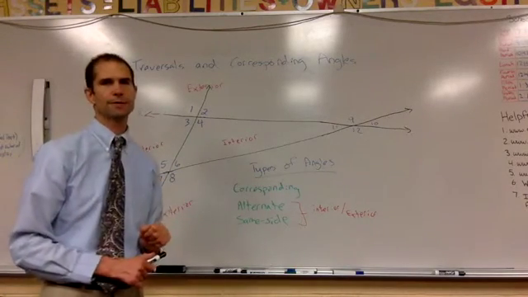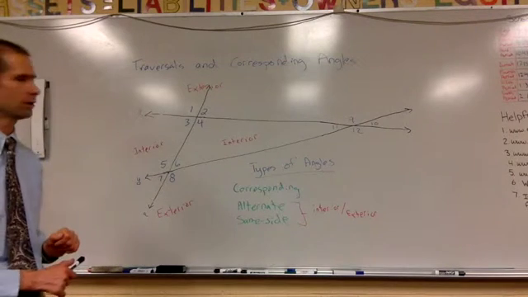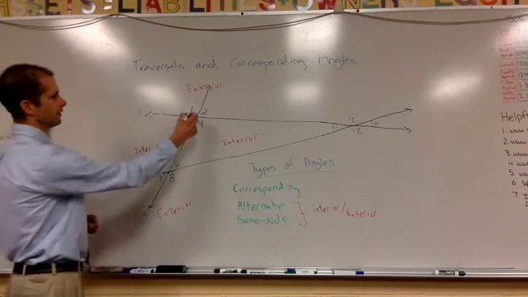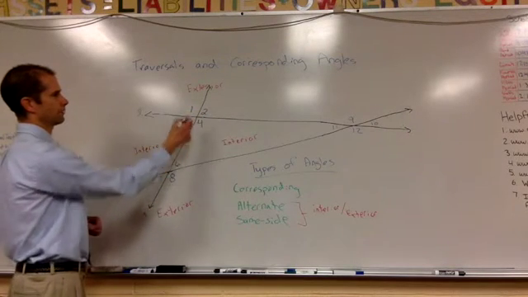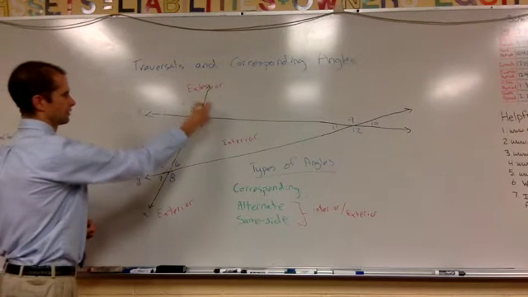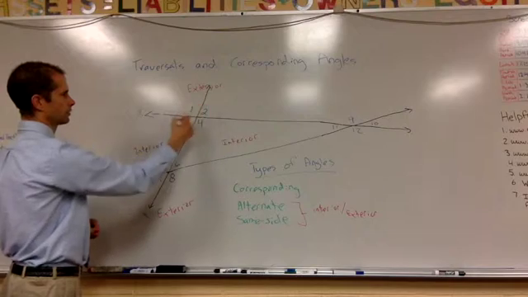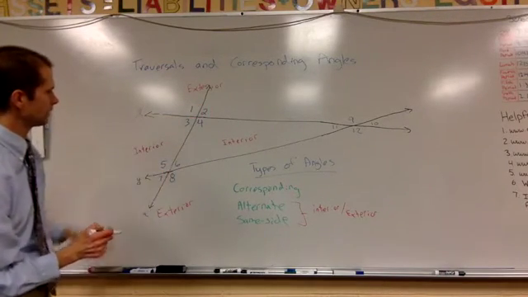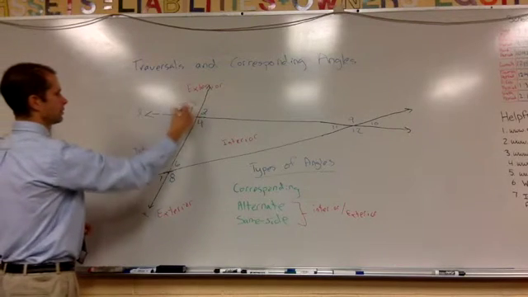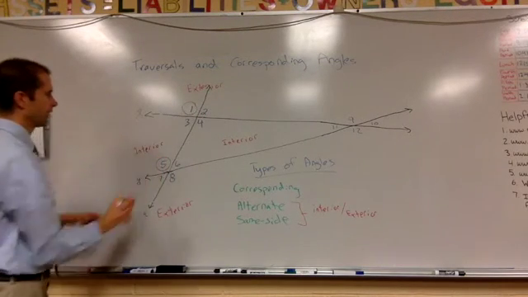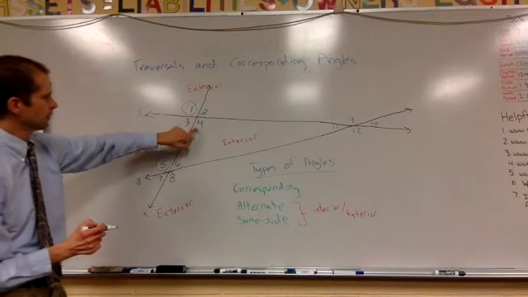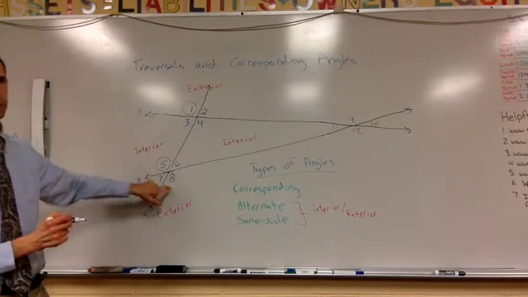The different types of angle pairs that we can have here: the first one is corresponding. If you look at this first intersection point, we have quadrants, four locations: 1, 2, 3, and 4. The corresponding location on the other intersection point would be 1 and 5. So 1 and 5 are corresponding angles. 4 and 8 would be corresponding angles.